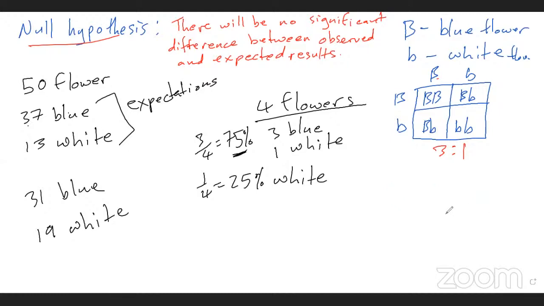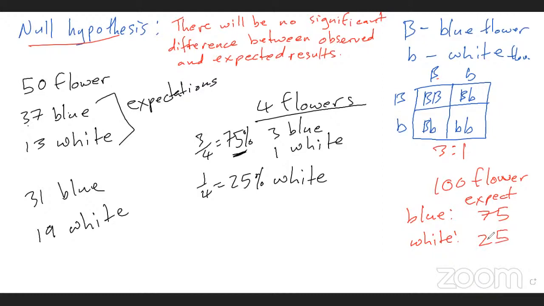So I told you it was 100 flowers, right? So if you get 100 offspring, of the 100, how many do we expect to be blue? 75. Right, so we expect 25 to be white. And the rest, 75.